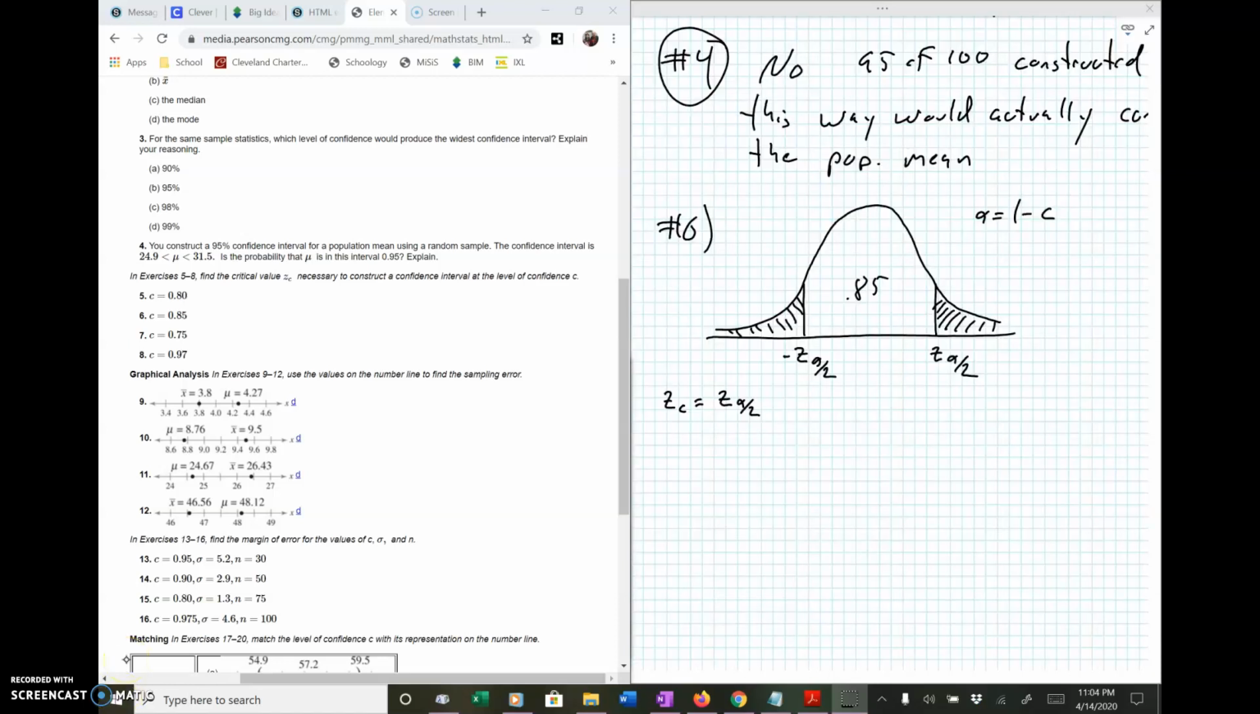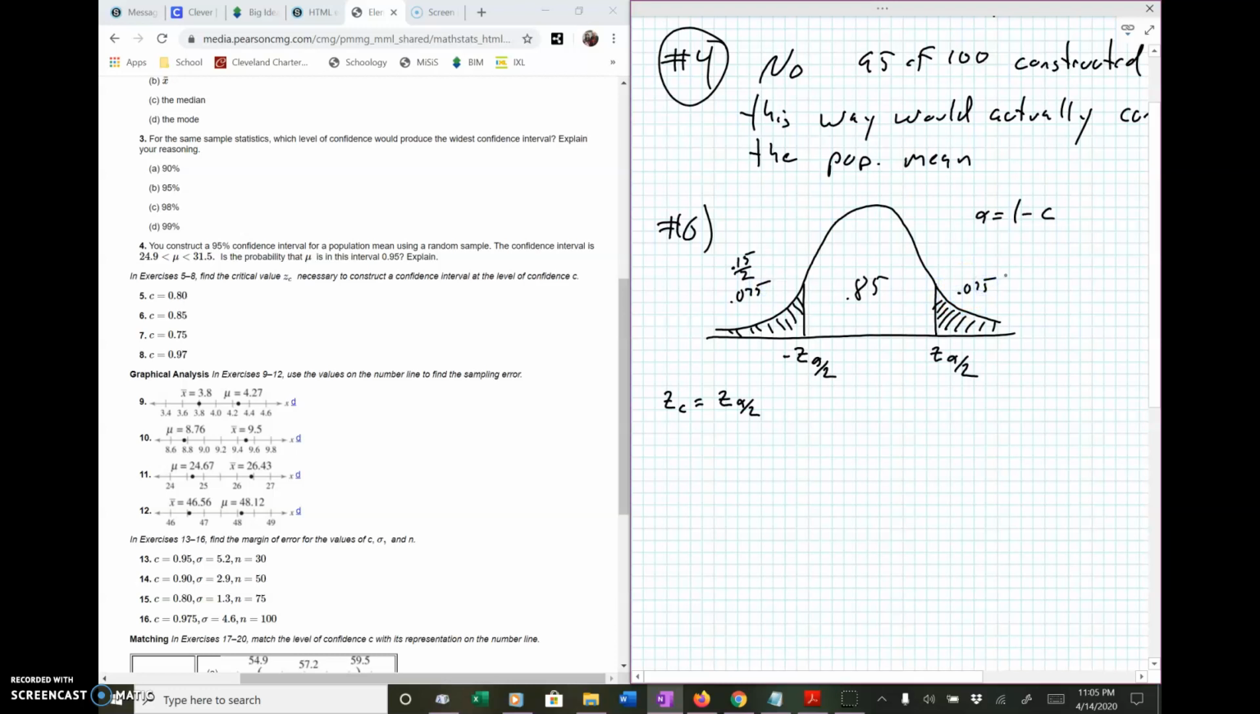Problem number 6. Number 6 is like 5 and 7. You're going to be doing this on almost every problem. There are some regular numbers we use all the time that they show in the chapter you got to know. First off, alpha equals 1 minus c. That comes up. This is our c right here, our 0.85. Because of the symmetry, we have this alpha over 2 because it's not going to be 0.85 there. It's going to be 0.15 over 2, which is 0.075.